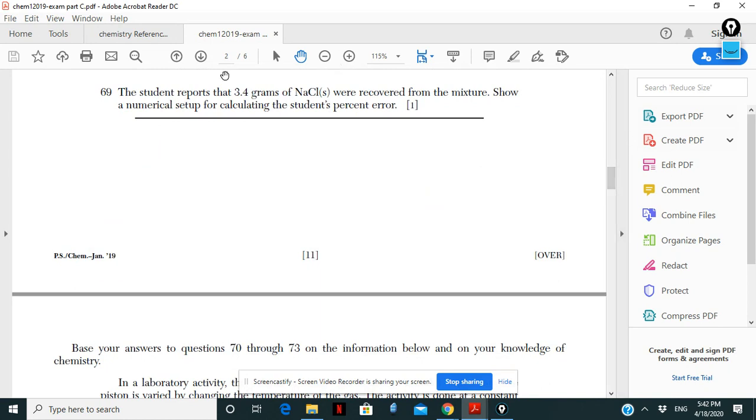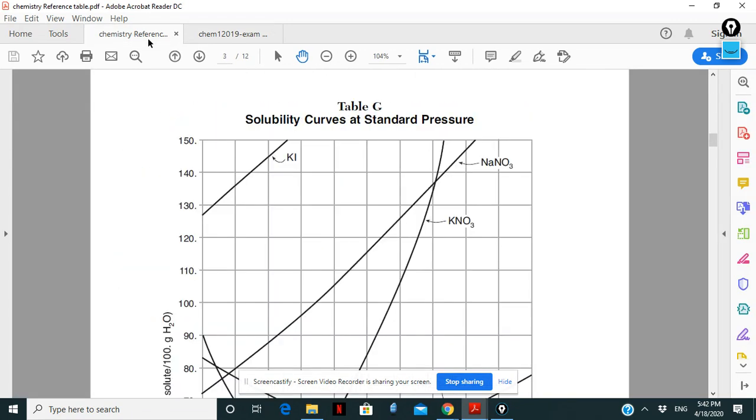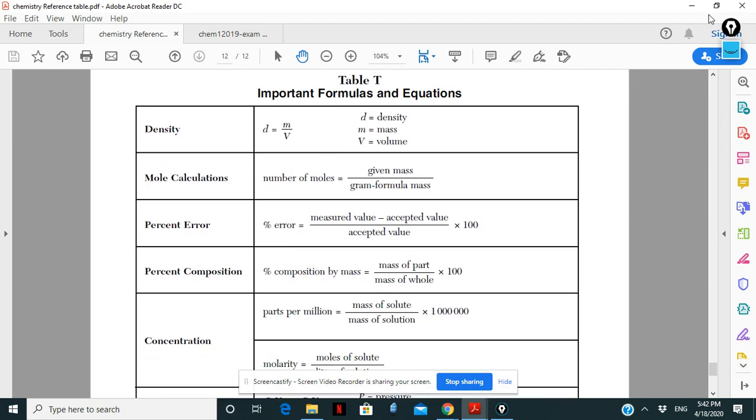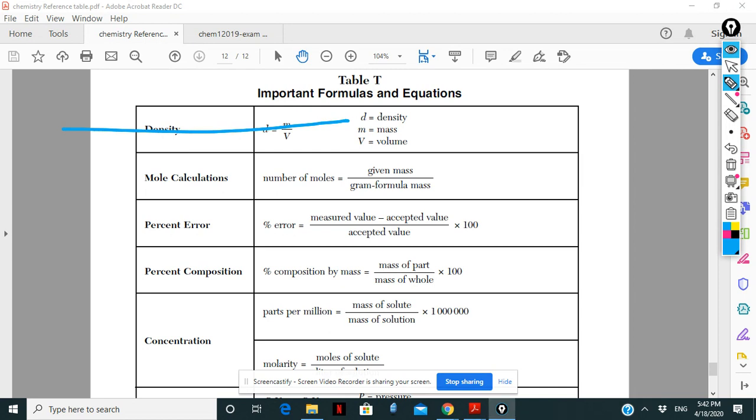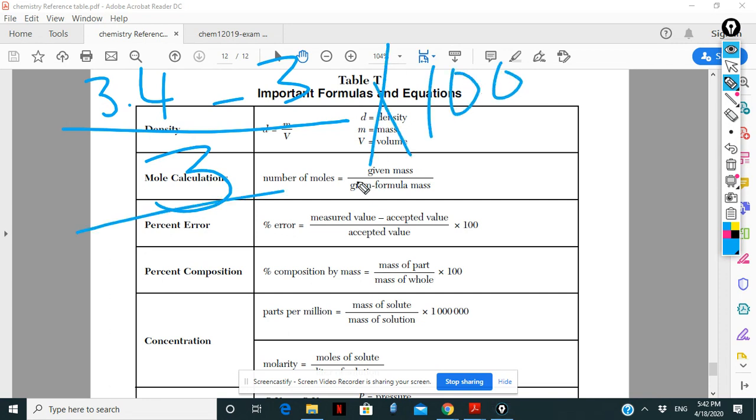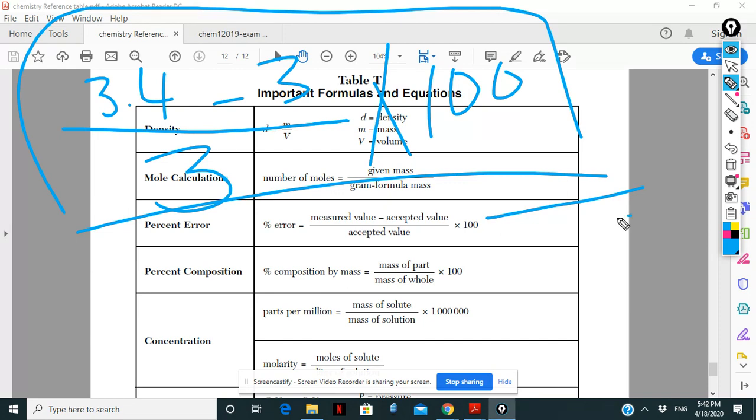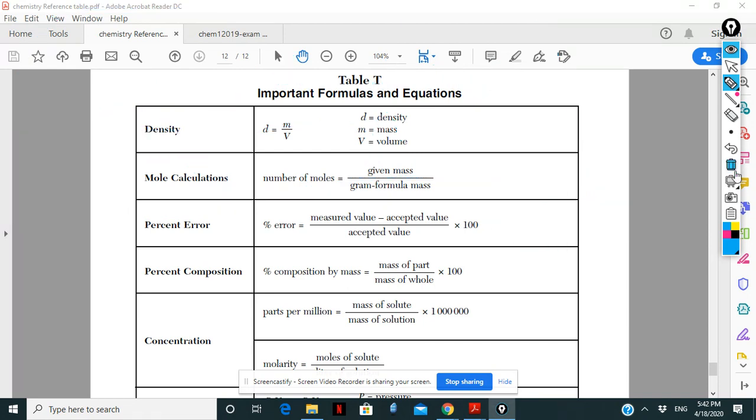One of the students said that 3.4 grams of sodium chloride were recovered. Now he's asking you for the percent error. So I'm going all the way to the last page to find the percent error formula. Here is the measured value, which is 3.4. The actual one, we know, is 3. Over the actual, multiplying by 100. So this is the setup. I used the percent error formula.